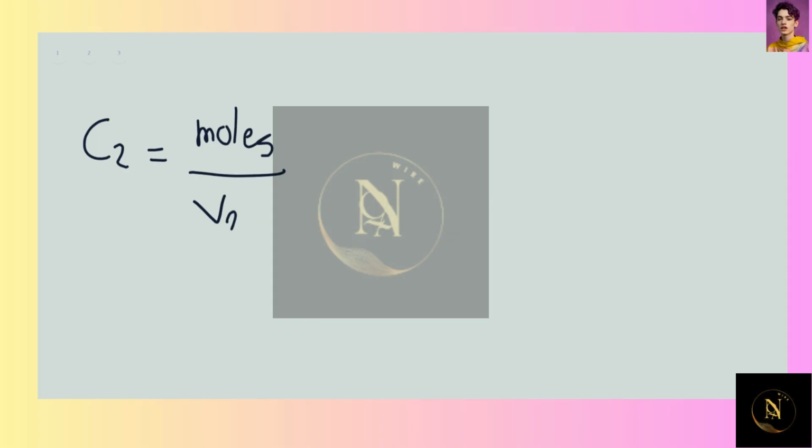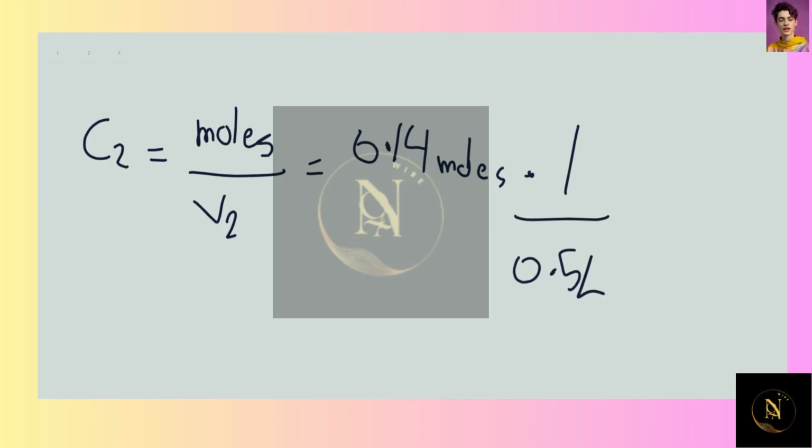From there, I could determine concentration 2, which is the number of moles, which is the same between 1 and 2, over V2, which is 0.14 moles divided by the volume, or multiplied by its reciprocal, and my new volume is 0.5 liters. And this would give me 0.319 moles per liter, or M.